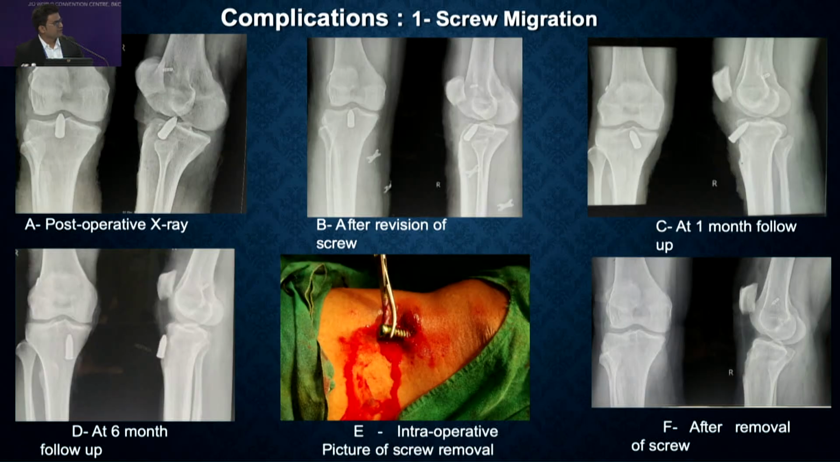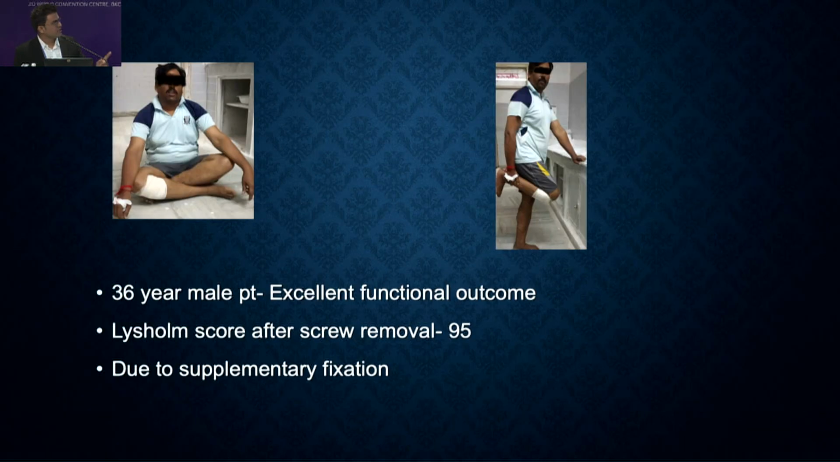Coming back to our first case, which I had seen initially, picture A shows the immediate post-op X-ray of the patient whereby the screw had penetrated intra-articularly. So we had to revise the screw, and at 1 month follow-up, the screw had backed out, and at 6 months, the screw had completely loosened up and was lying subcutaneously. So we had to remove the screw. Yet this patient had an excellent functional outcome after screw removal at the end of 1 year with a Lysholm score of 95, and this patient had undergone supplementary fixation.